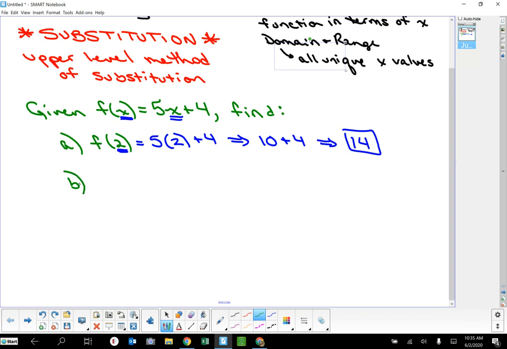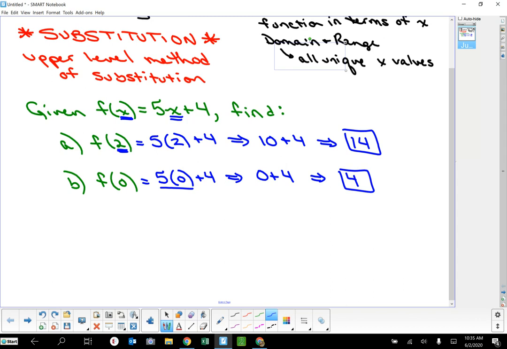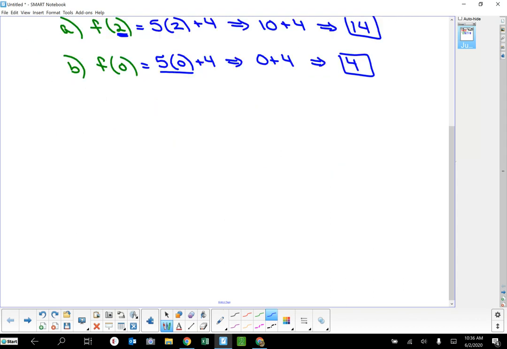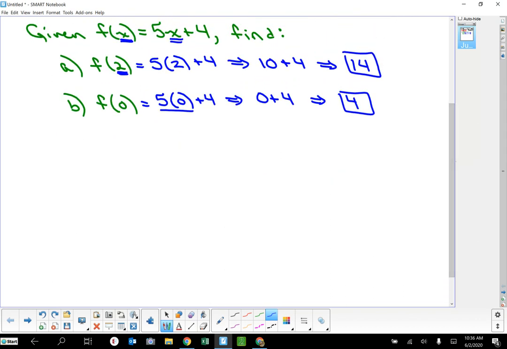Okay, if you're asked to find b, what is f of 0? Well, that means you're just going to plug in the 0 wherever you see an x. So 5 times 0 plus 4. Anything times 0 is 0, right? So this is 0 plus 4, and that equals 4. Seems pretty straightforward, right? It is pretty straightforward. This is not a difficult concept. So as these get more complicated, when we get to D and E, don't make them any more difficult. They're not.